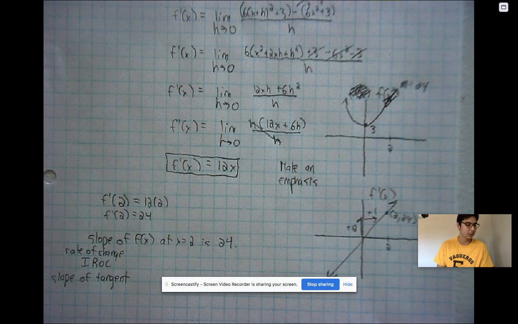I hope this helps you. So now you know what derivative is. Derivative is the slope function, but it's the function that represents the instantaneous rate of change at any given moment of that function f of x. All right. Hope that helps.